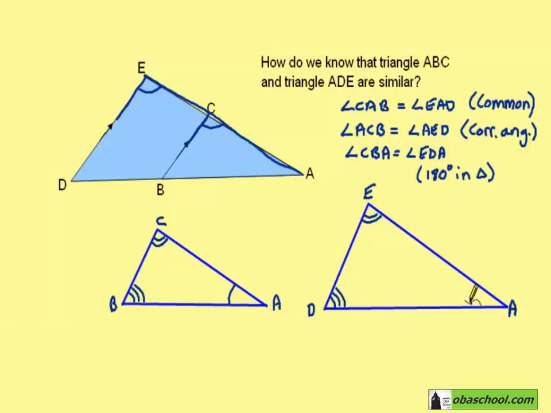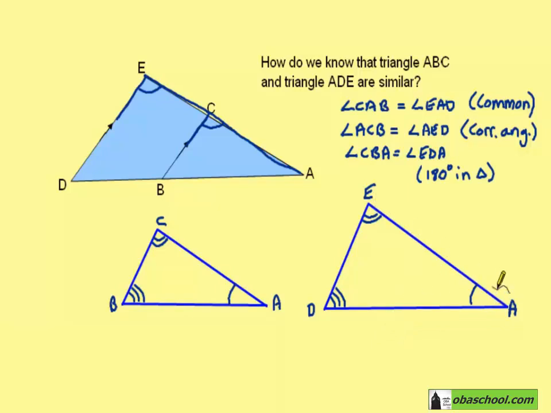Note that the way the angles are marked tells us which angles are equal. This one and this one. The two double marked angles are equal, and the two triple marked angles are also equal. This also enables us to say which sides correspond to which.